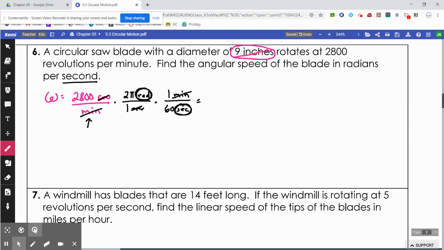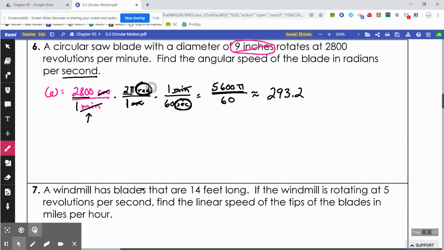How do I actually get the answer? On top, you're going to multiply 2,800 by 2 pi. And you can actually write it down if you want to. That'd be 5600 pi over, on bottom, you're going to multiply 1 times 60, which is just 60. Once you do that, divide those two answers, and you're going to get about 293.2, and again, that is in radians per second. So we can put radians per second.